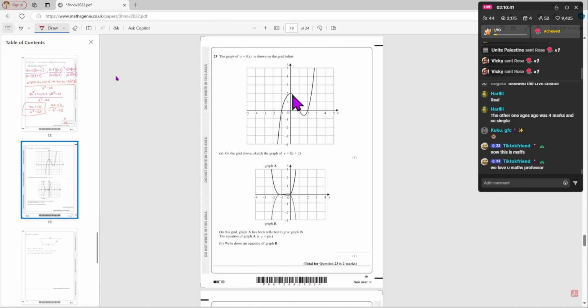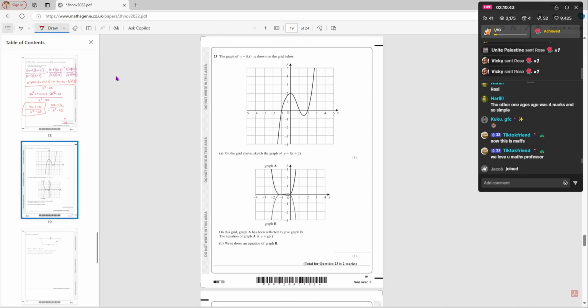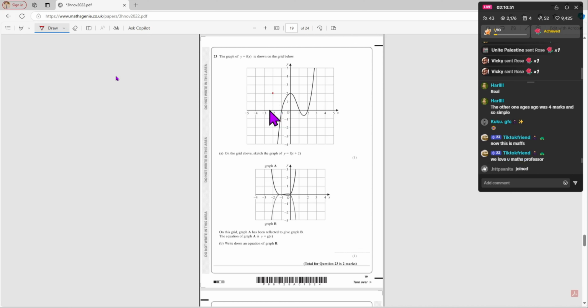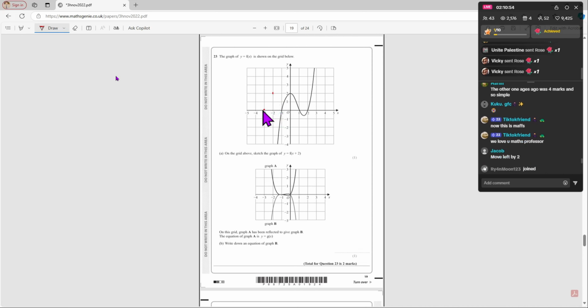you move basically back 2 spaces. So from this point, you move 2 spaces back. I'm going to move 2 spaces back to this point over here. There. Remember, it's 2 spaces backwards, 2 spaces to the left.